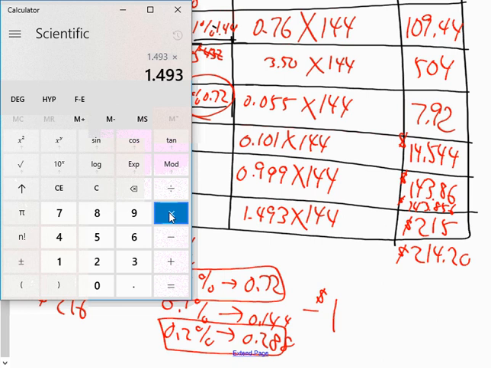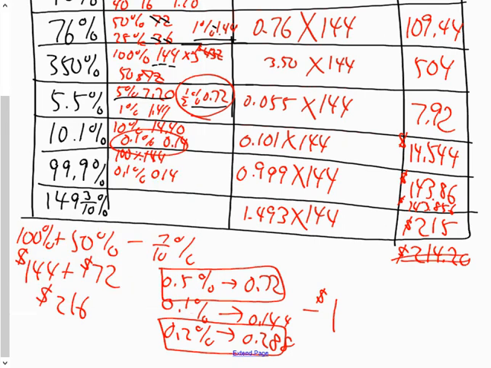149.3% of 144 is, oh, you're right, I made a mistake there. Oh, I see what I did. I took away 8/10 instead of, yeah, I get it. So the answer is 214.992, because I took away 8 thousandths of a dollar, not 8/10 of a dollar. Okay. So if you had 215, you rounded properly, and if you had 214.992, you definitely got the right answer.